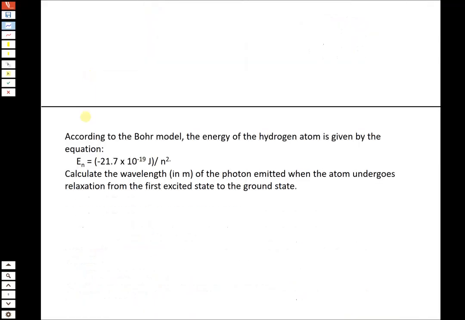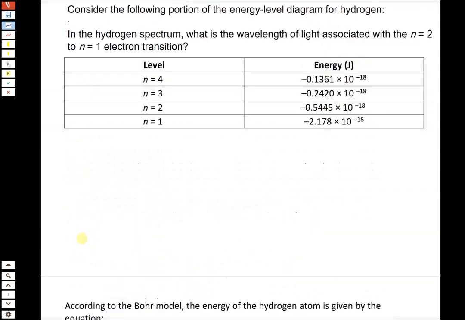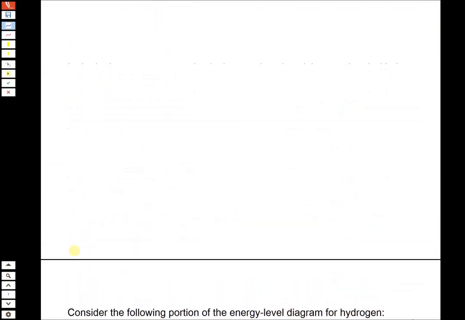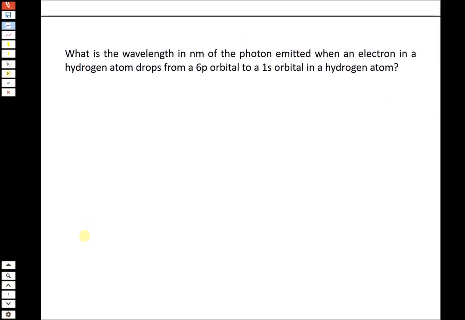Alright, so we're going to do three similar ones that all involve the wavelength of the photon. So usually we think of photons in terms of wavelength more often than frequency. So a lot of times you're going to be asked to calculate the wavelength, which again is just using the Bohr equation first to figure out the energy, and then a different equation to find it. So here we have, what is the wavelength in nanometers of the photon emitted when an electron in a hydrogen atom drops from a 6p to a 1s orbital?